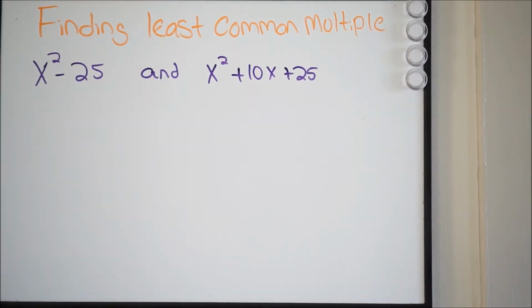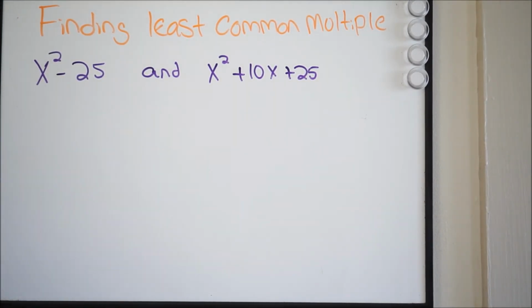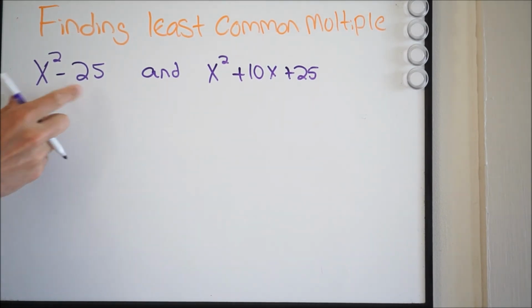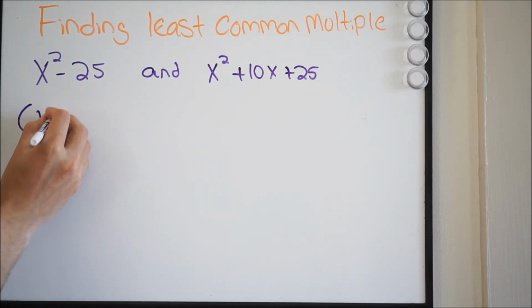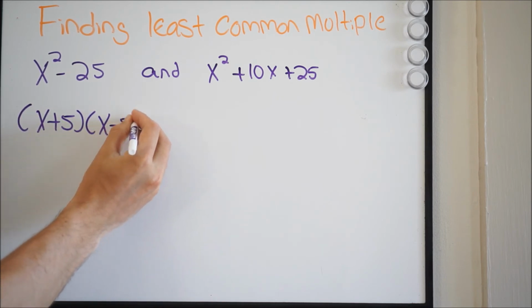Alright guys, let's do one more problem dealing with finding the least common multiple. So again, we're given two quadratics, and they're asking us to find the least common multiple. When you're given two quadratics, you want to go ahead and factor these. If I factor this first one, this is going to be a difference of 2 squares, so we'll have x plus 5 and then x minus 5.